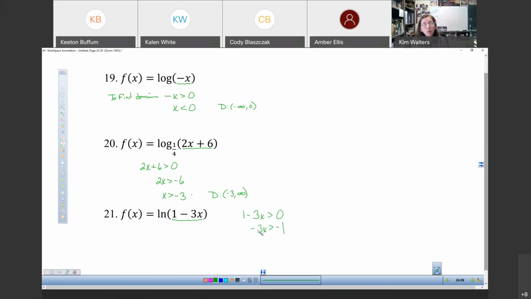Okay. Then when I divide both sides by that negative 3, I get negative 1 divided by negative 3, but because I divided by that negative number, this becomes less than. And so when I simplify this, I get x is less than 1/3, and that's fabulous. In terms of my interval notation, though, a couple of people got it backwards. It's negative infinity to 1/3, and that's it. That's all I can use. That's what my domain looks like.